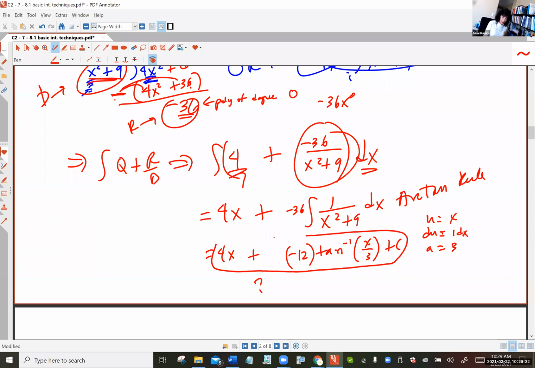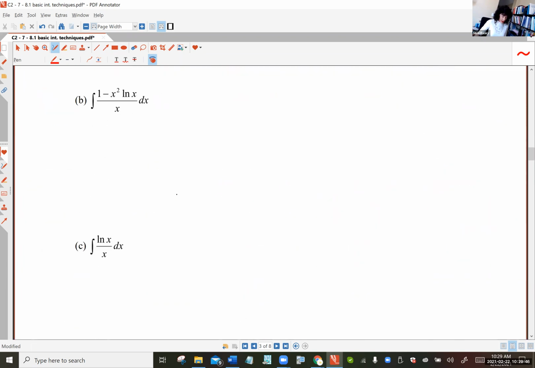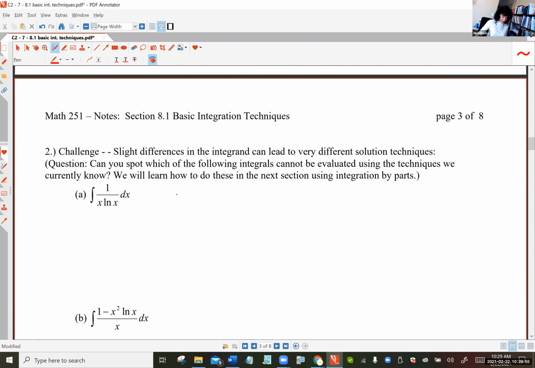Any questions so far? So on this next page are a whole bunch of other problems. I claim that I purposely put in some problems in here that cannot be evaluated by us yet until we cover something else in chapter 8. So that's going to be sort of the trick here. Can we spot which ones are not doable? Okay, let's start off with letter A.